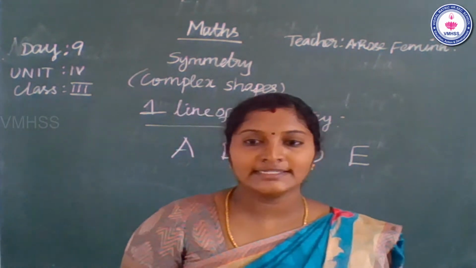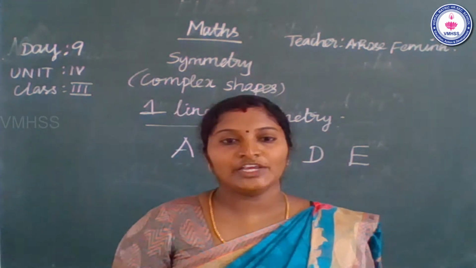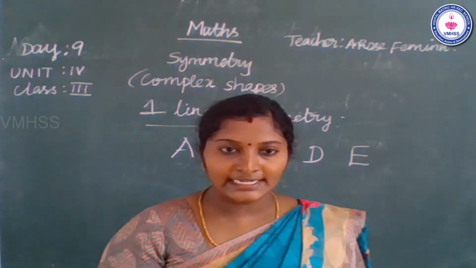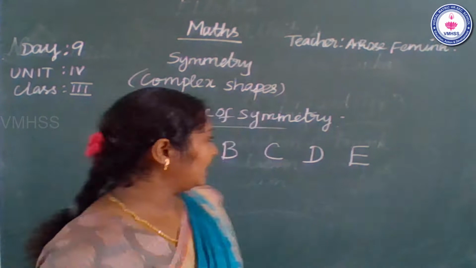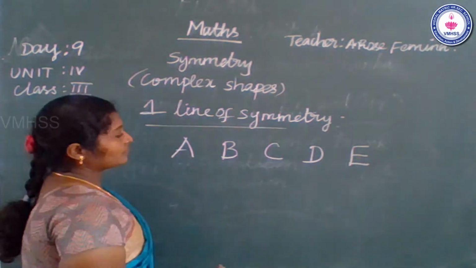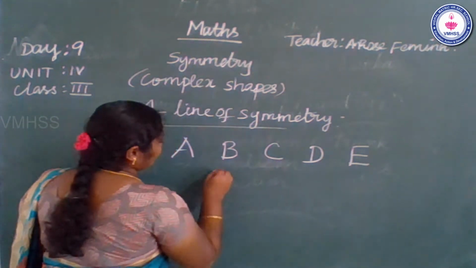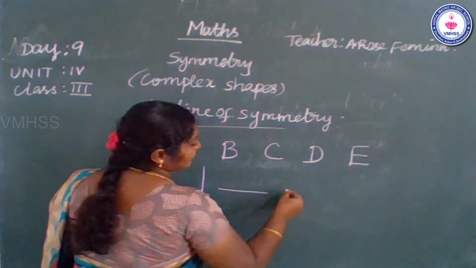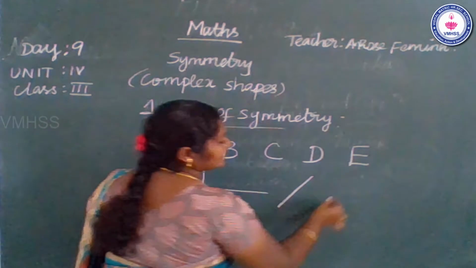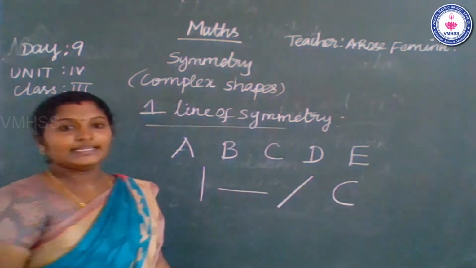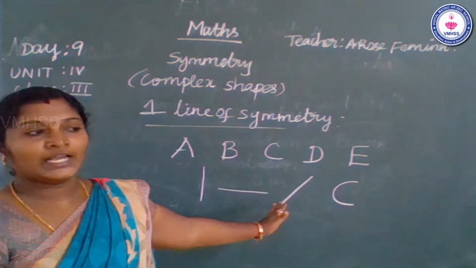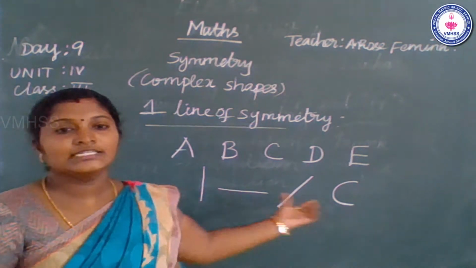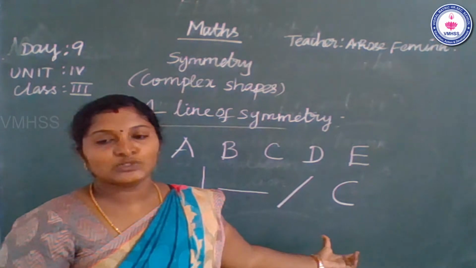So, A has a vertical line of symmetry. You already know vertical line, horizontal line, slant line and curved line. Once again recall: vertical line, horizontal line, slant line, curved line. These are the types of lines you already know.